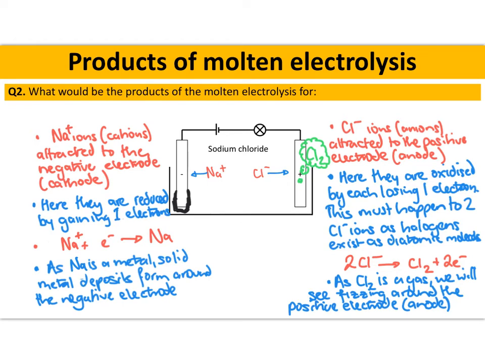So thinking about the overall equation here, we started with sodium chloride, and we're making sodium and chlorine. So again, we've got only one chemical substance on the left-hand side, on the reactant side, we've got 2 on the right. So we're breaking down sodium chloride into its constituent parts, sodium and chlorine. This is a decomposition reaction.